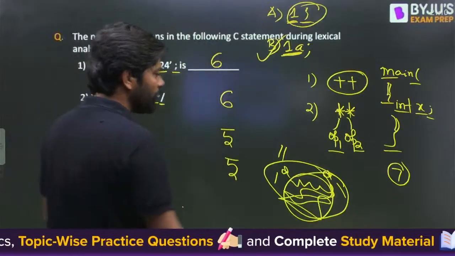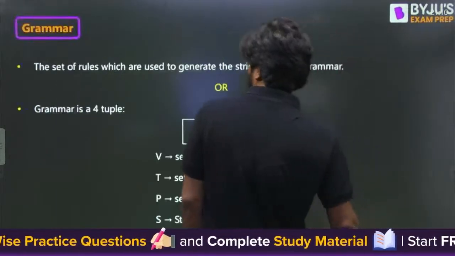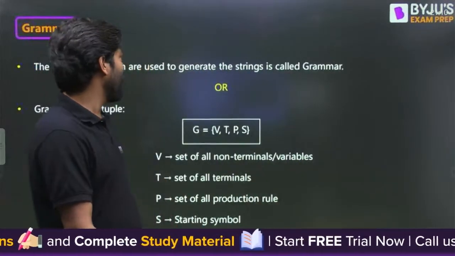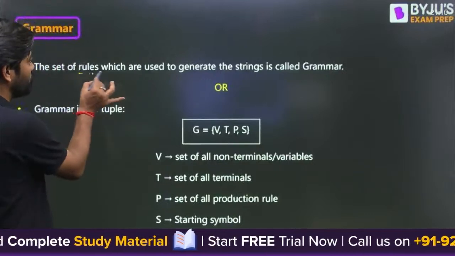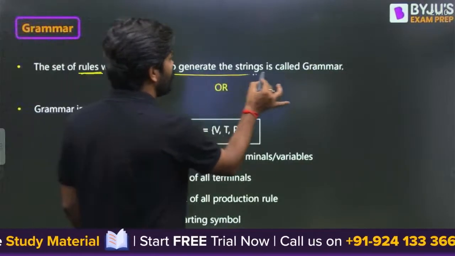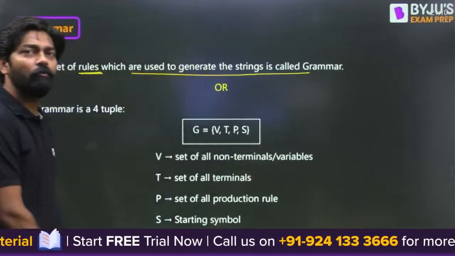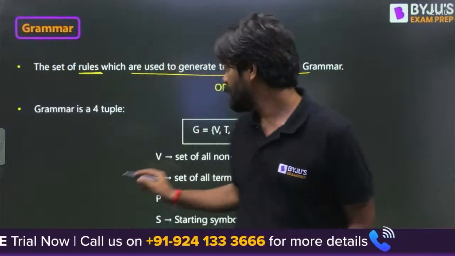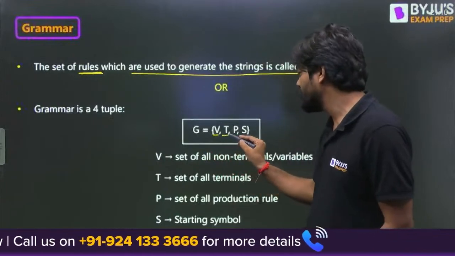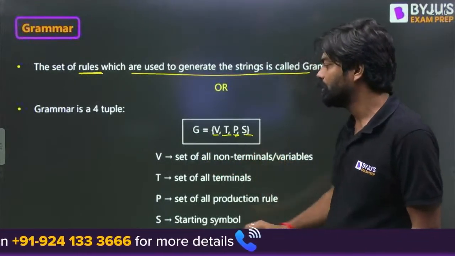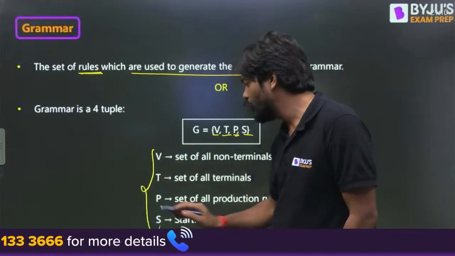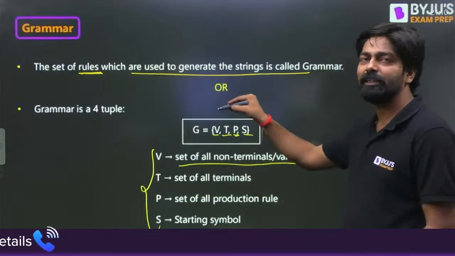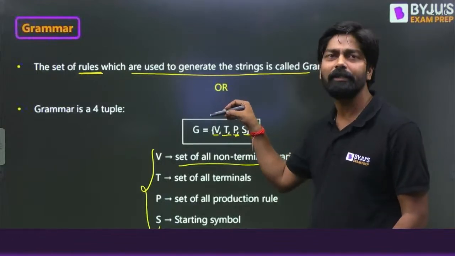Okay. So I'm moving on now. In this class we'll discuss grammar. Everyone knows grammar is nothing but the set of rules which are used to generate strings. In grammar we have 4 tuples: variable, terminal, production, and start symbol. V is known as the set of non-terminals, or you can say variables.